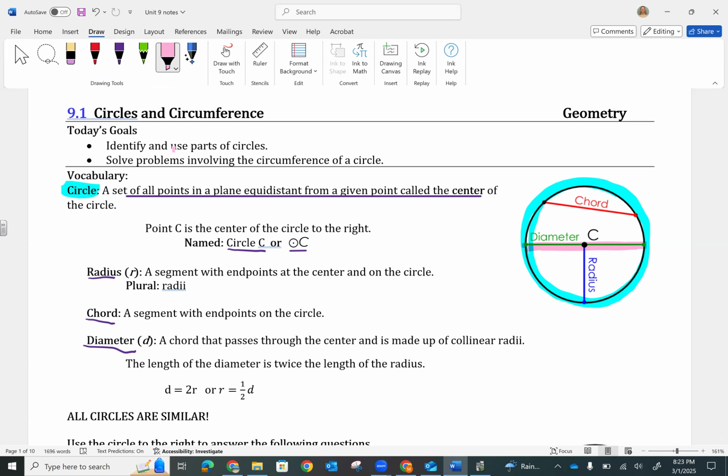The radius is halfway across the circle, starting in the center and going to any point on the circle. The relationship between the diameter and the radius is that if you double the length of the radius, you get the length of the diameter, or if you want to find the radius, you take half the diameter. And you probably have heard of these before for sure.